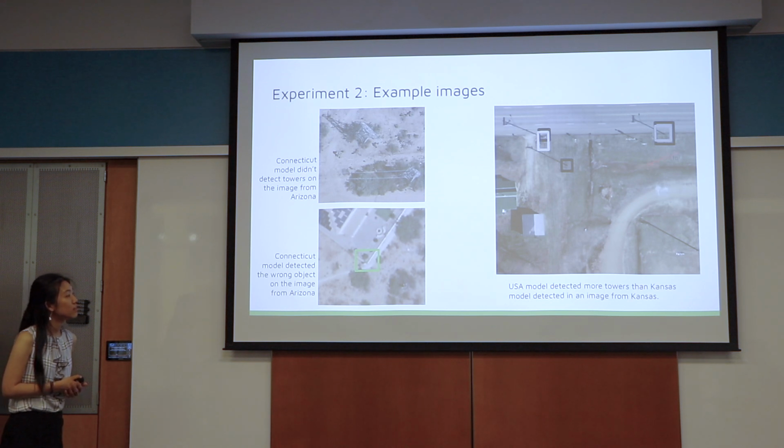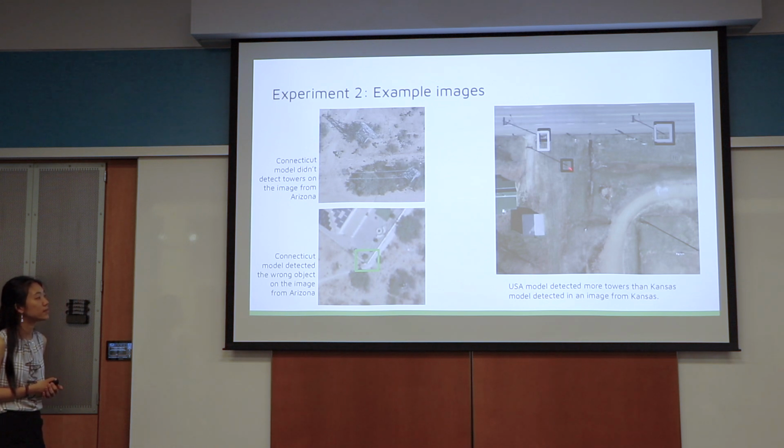And then this is an example where USA model performed better. This is an image from Kansas, and the USA model appeared to perform better than the Kansas model. Here, the black boxes indicate the results from USA model, and USA model was able to capture all the towers available in the image, but the Kansas model is only able to find 2 towers among 3 of them. So yeah.